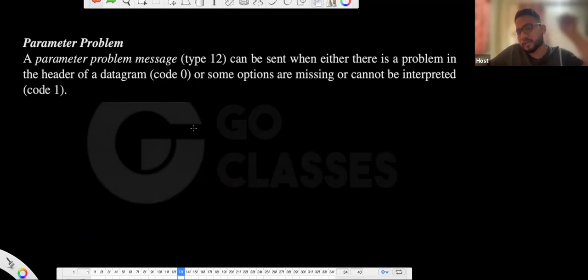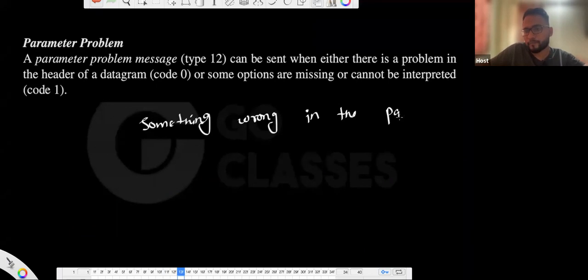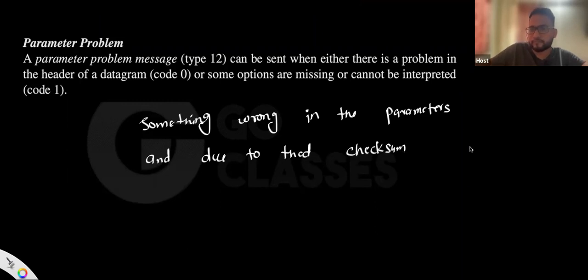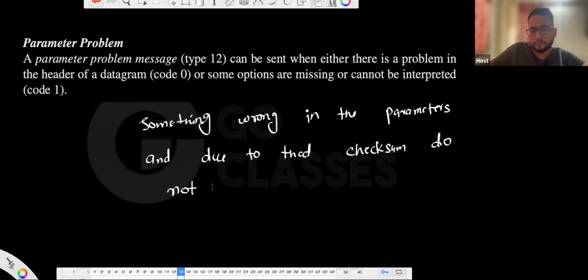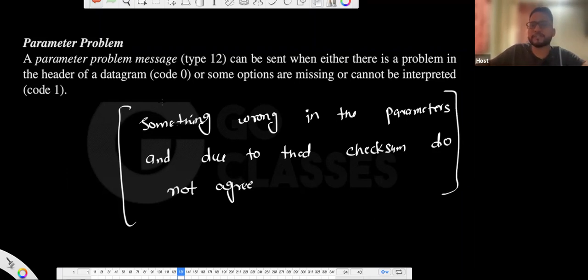So basically the router thinks that there is something wrong in the parameters, and because of that the checksum does not agree. In that case, it will send a message which is a parameter problem message. I hope you understood. Now let's see how it is actually sending the packet.